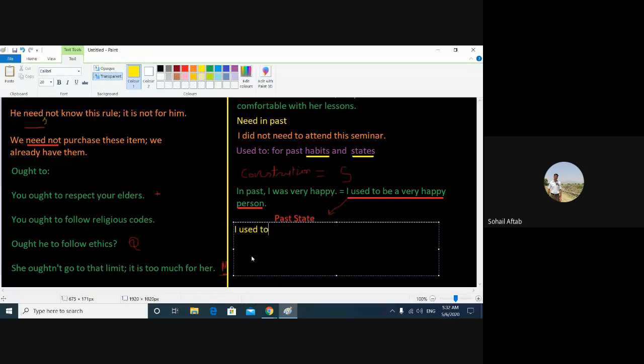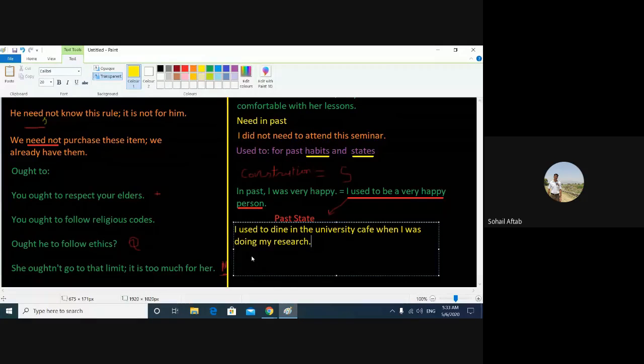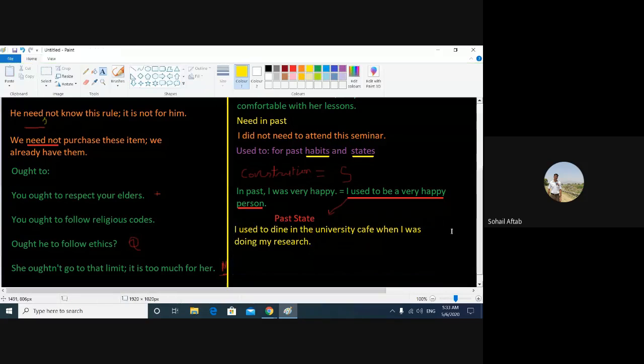I used to dine in the university cafe when I was doing my research. Here in this example, I used to dine in the university cafe when I was doing my research. Now here let me explain it. I used to dine. I used to dine here. Let me underline it before I say something about it.